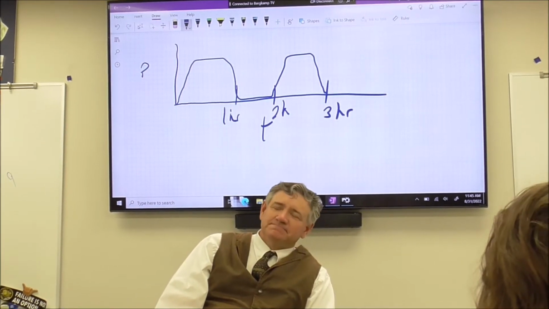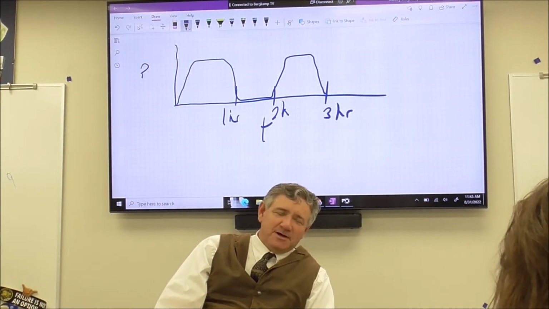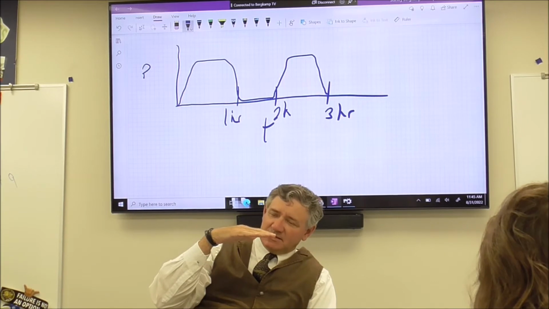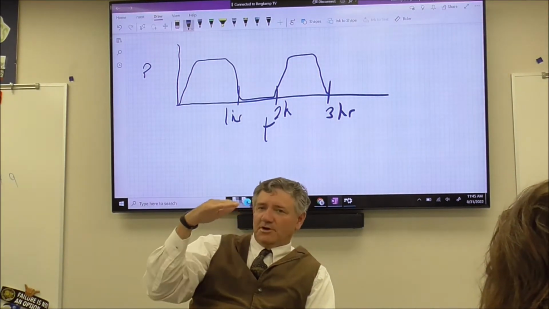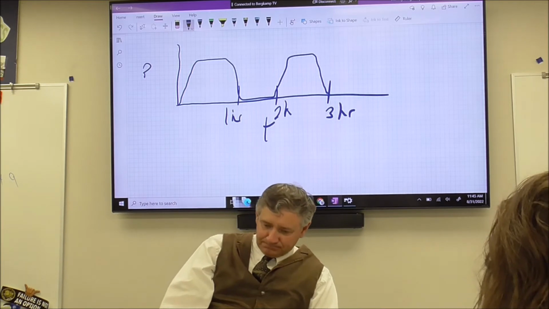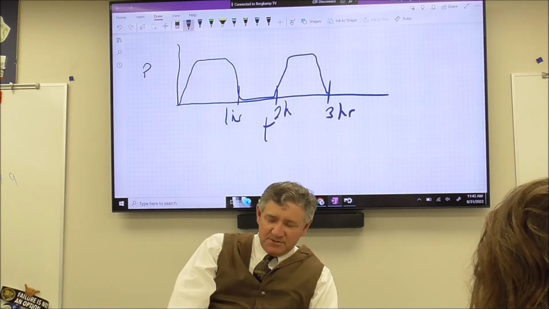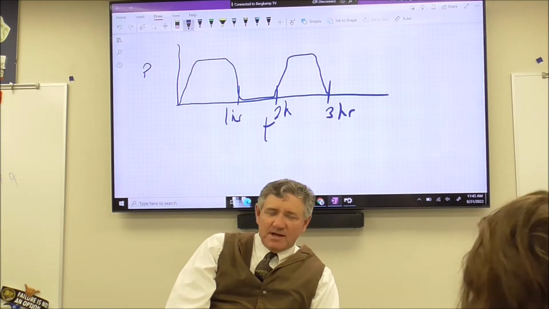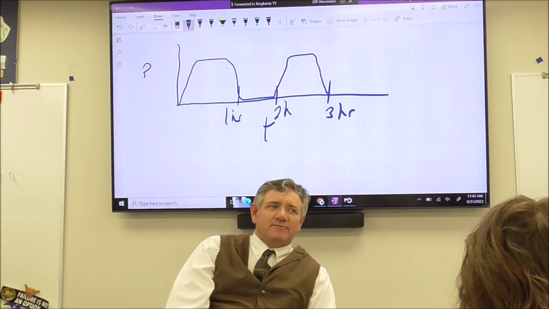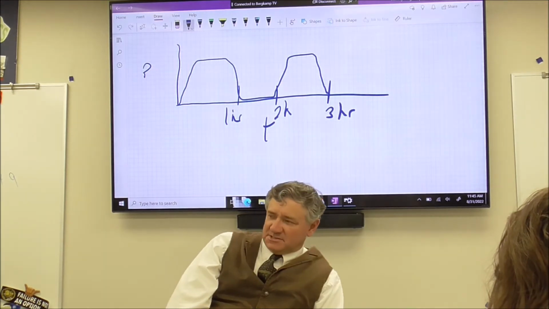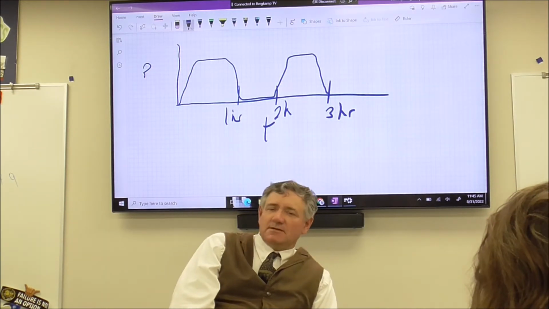Dad says, fine. Got nothing going, you can do that. So you're gonna fly to Kansas City, it's gonna take you an hour to get there. You're gonna be in Kansas City, and then you're gonna be back, 3 hours round trip. So I would argue that that could be the position time graph for the trip to Kansas City. How could that be the position time graph for the trip to Kansas City?